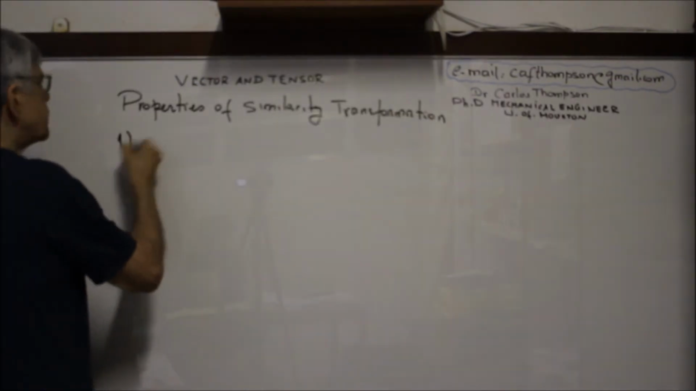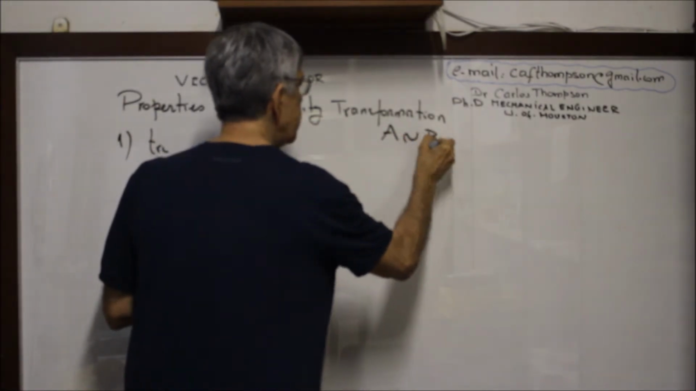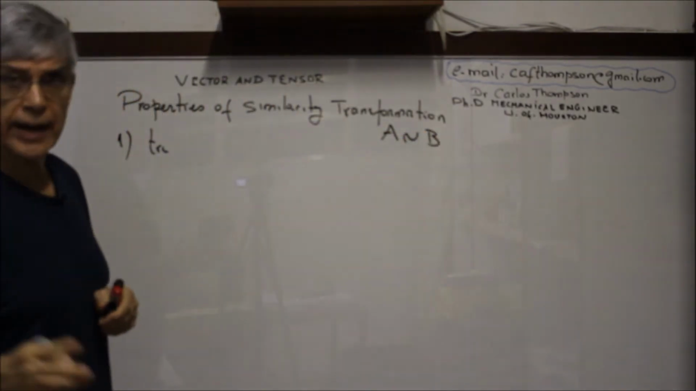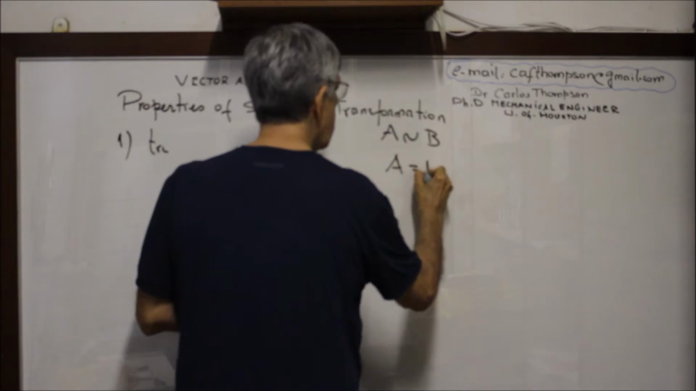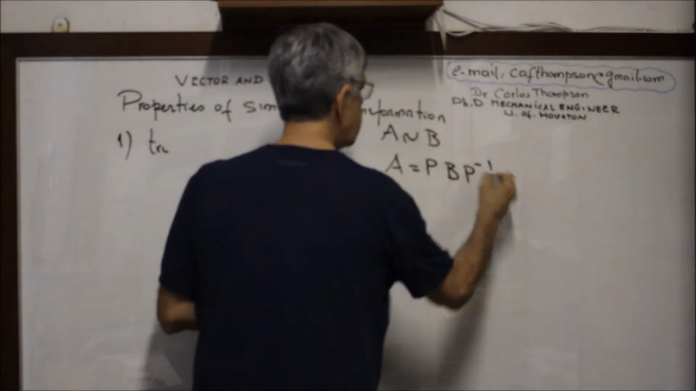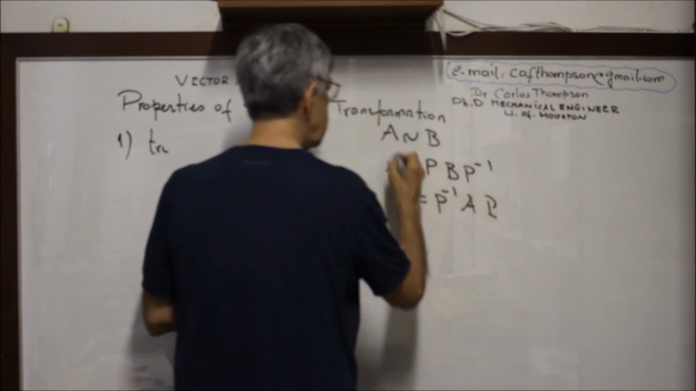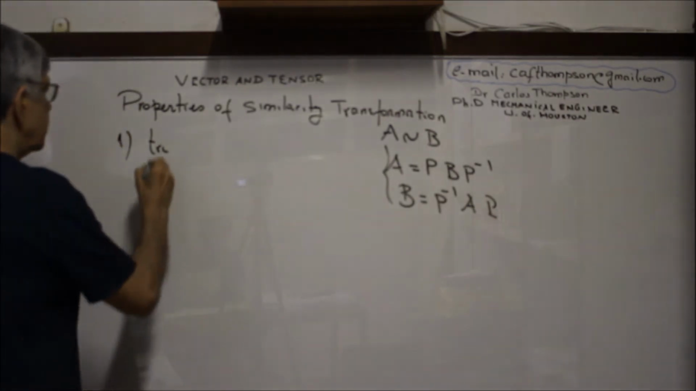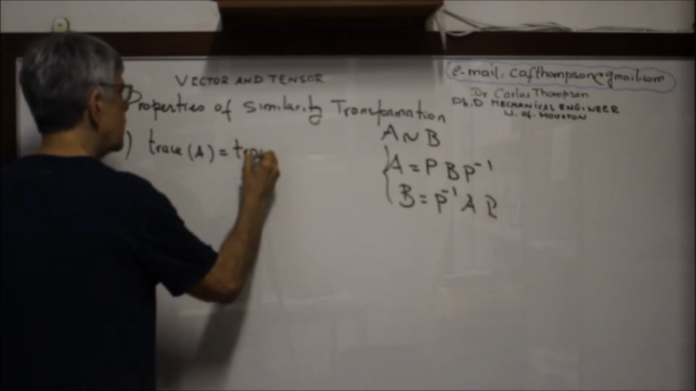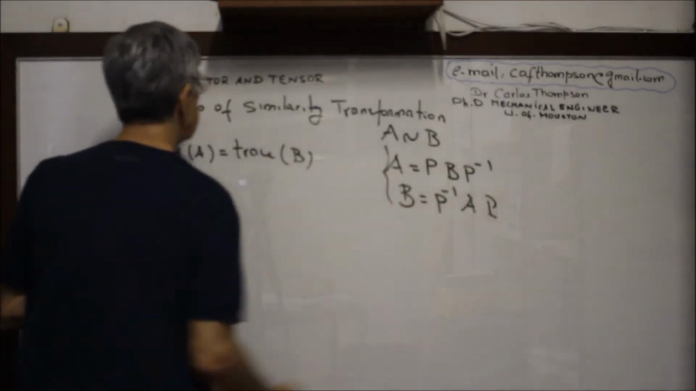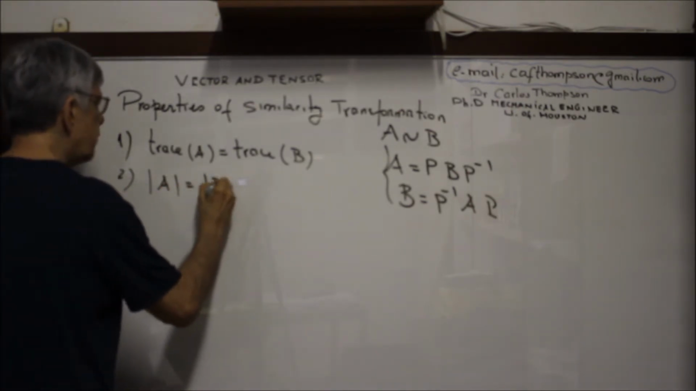Now, the first property we saw was the trace. Let's put here A similar to B. B is not necessarily a diagonal matrix, this is in general. Now, here we can write A is equal to P B P minus 1, or B is equal to P minus 1 A P. See? Because they are similar. Now, the trace of A is equal to the trace of B. The second property: the determinant of A is equal to the determinant of B.